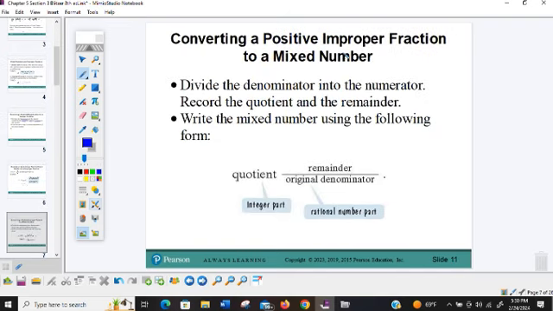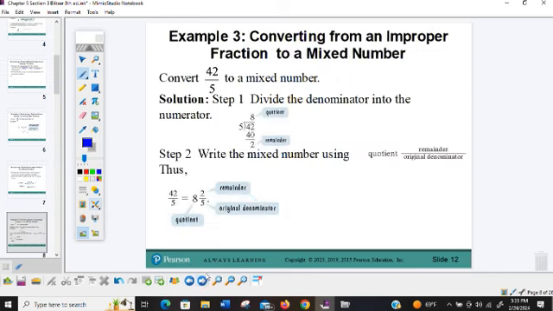Now we can also take an improper fraction and make it back into a mixed number. You divide the denominator into the numerator, and then you record the quotient and the remainder. Here's what it would look like. You have the quotient, and then the remainder is over the original denominator. So let's try one of those.